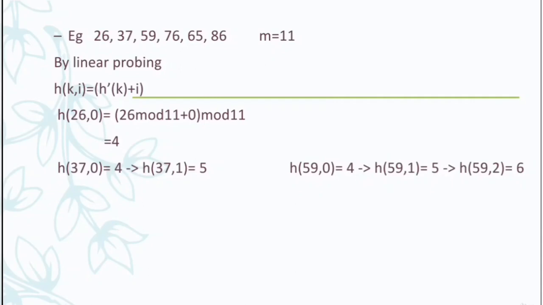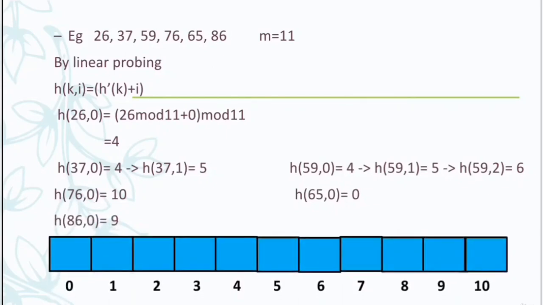Again, for the key 59 at the 0th index position, we got the value as 4. But 4 is already taken by 26. So we go for the first index position and we got the value 5. But again 5 is taken. So we have gone to the second index position and we got the value 6. For 76 we got the value as 10. For 65 we got 0. Again for 86 we got the value 9. So this is basically my array and it has 11 positions in it.